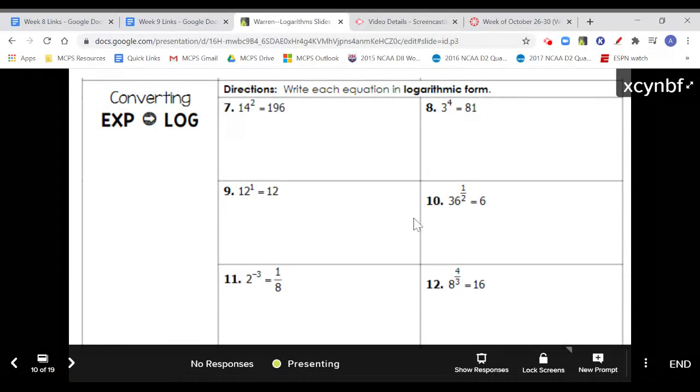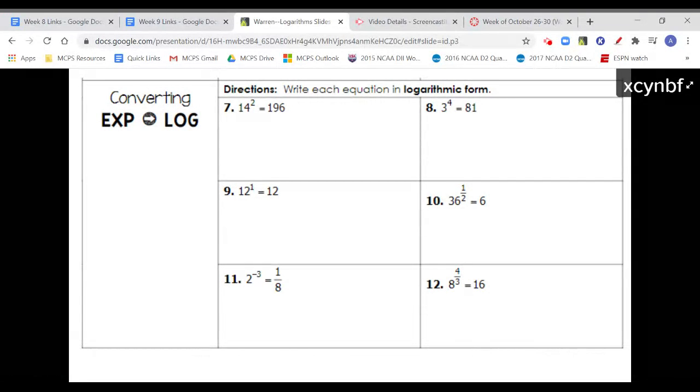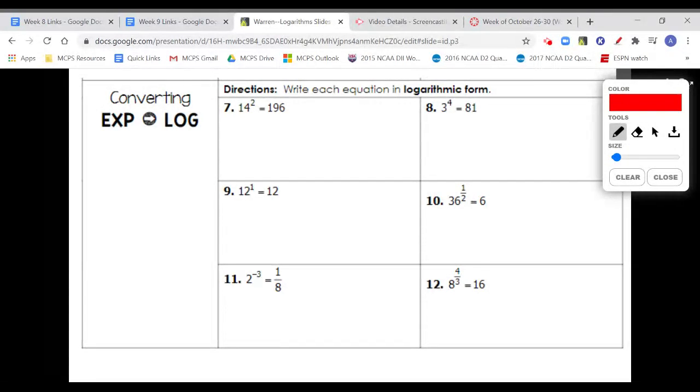Okay. On this slide, we are going to do the opposite of what we did on the last slide. So the last slide was converting logarithms into exponents, and now we're going to take exponential equations and turn them into logarithms. So I'm going to be thinking backwards here. So when I'm given an exponent, it's saying 2 to the second power is 196. And remember that in log form, my exponent is my answer, right? So I'm going to note that my exponent is my answer, so that's going to be on the right side.